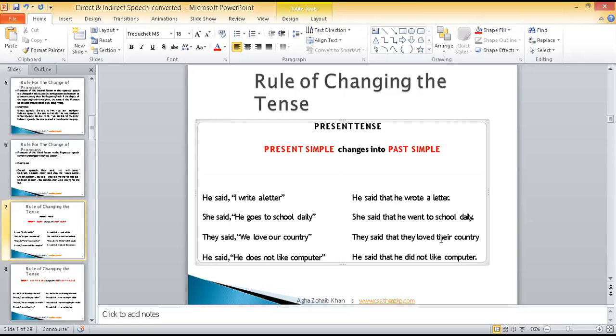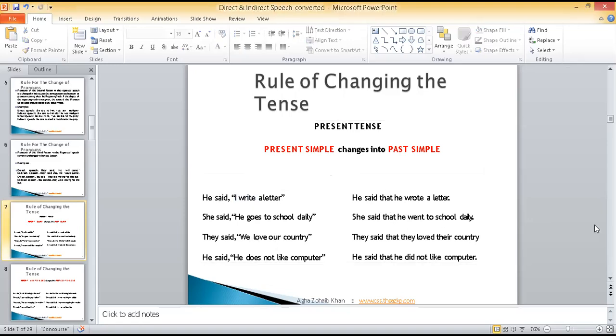They said, "We love our country." They said that they love their country. He said, "He doesn't like the computer." He said that he didn't like computer, something like that. So you simply will see that simple present changes into simple past, goes changing to went, love changes into loved, does not changes into did not. Inverted commas are all removed. Instead of that, we have placed that, and then your pronoun has changed as per the speaker's role.